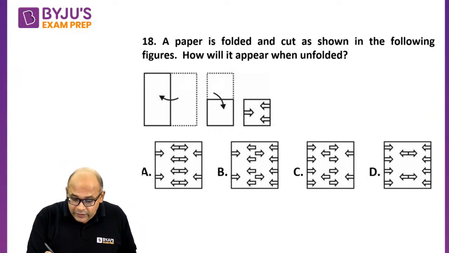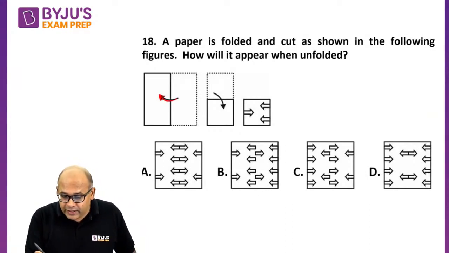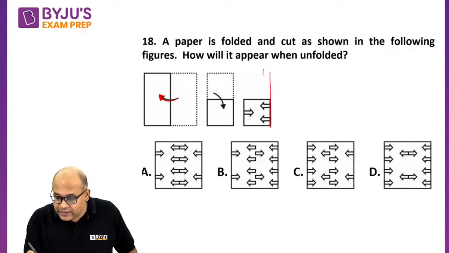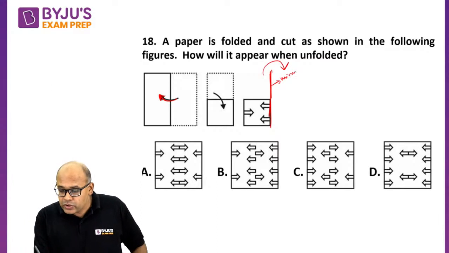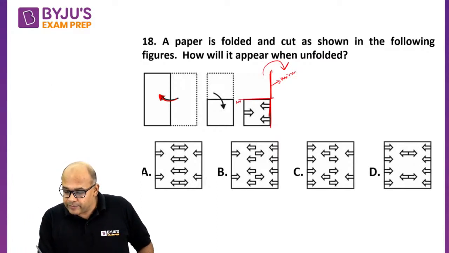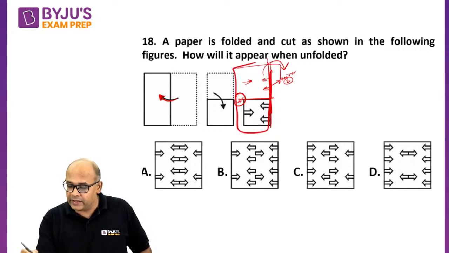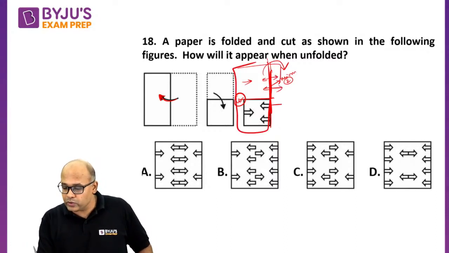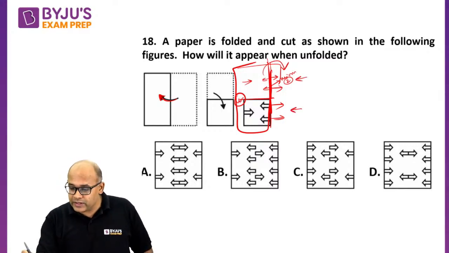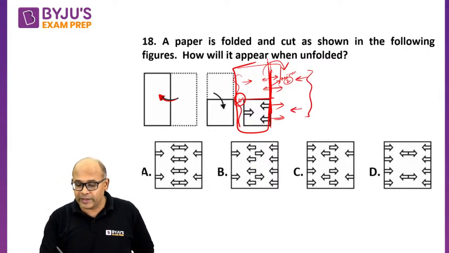Yes, so here the fold was done like this. So when I open, the opening will be done along this. So this is the mirror. Here initially was the mirror. So this is mirror 1, this is mirror 2. The first mirror will give you these arrows. The second mirror will replicate whatever is there. This entire thing will get replicated. So 1 arrow, 2 arrow, 3 arrow, 4 arrow, 5 arrow and 6 arrow. So this will have 2 and this will have 2. So basically it's option A.